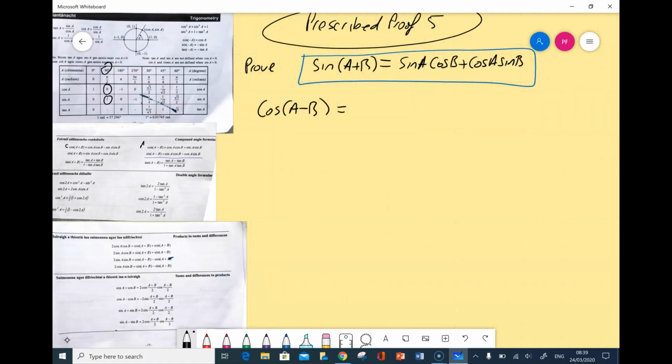Cos of A minus B equals cos A cos B plus sine A sine B.